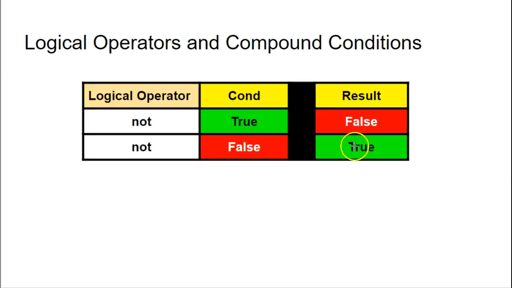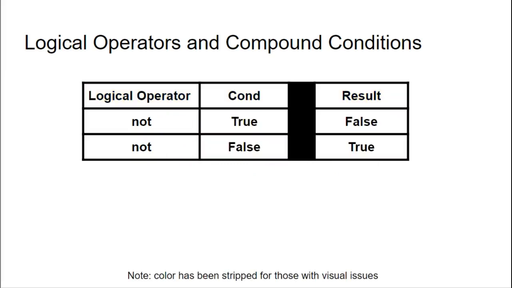And here is the not operator. And the not operator simply takes any condition and reverses its truth. So not true is false, not false is true. Again, same thing, no colors.